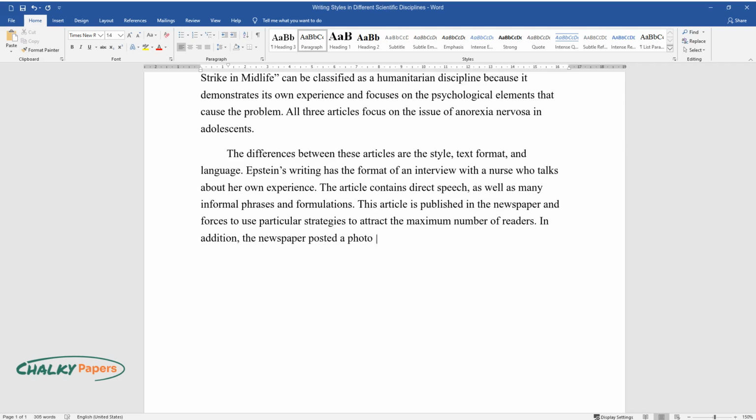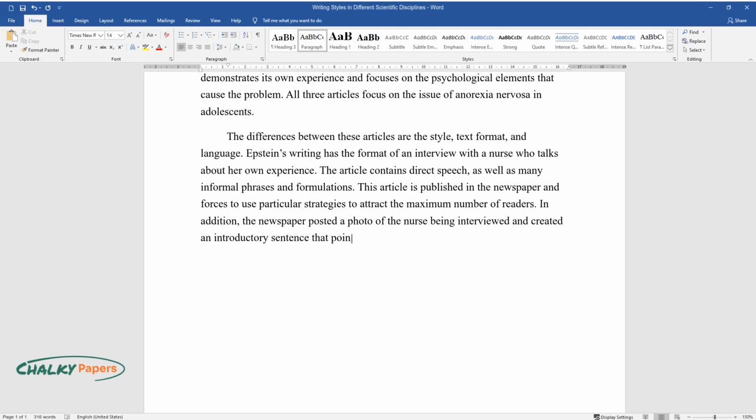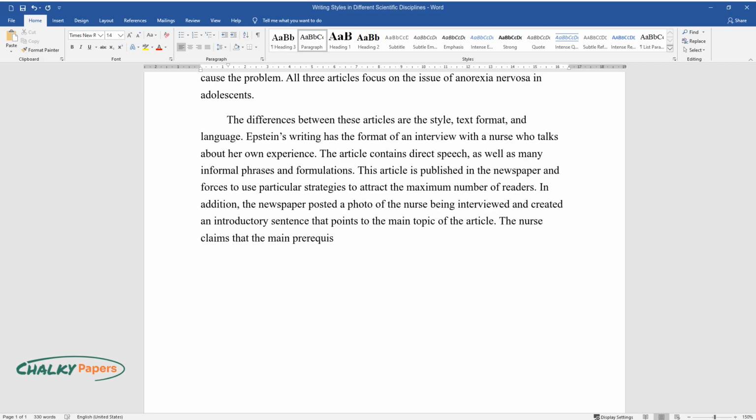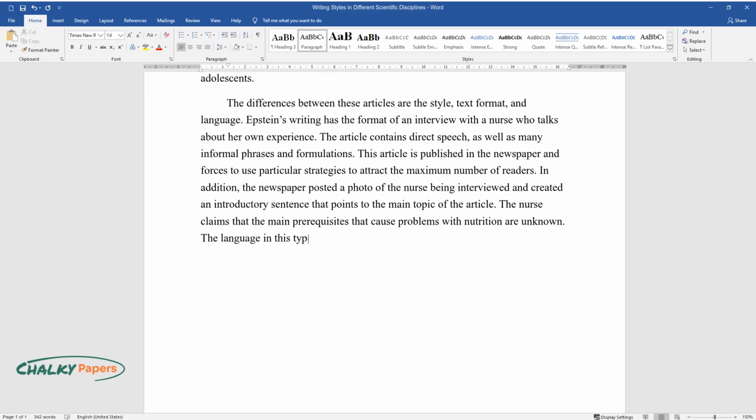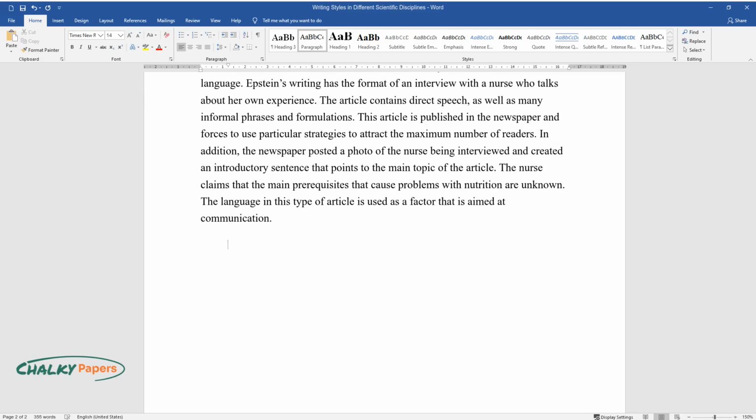In addition, the newspaper posted a photo of the nurse being interviewed and created an introductory sentence that points to the main topic of the article. The nurse claims that the main prerequisites that cause problems with nutrition are unknown. The language in this type of article is used as a factor that is aimed at communication.